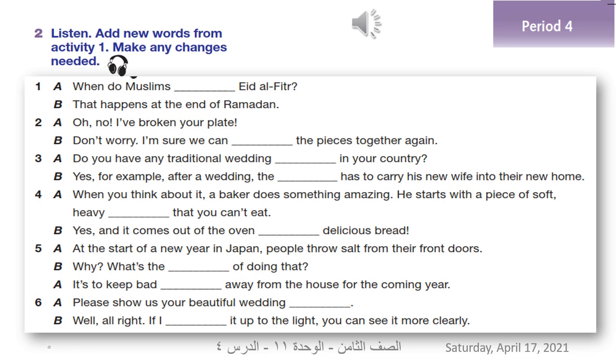After that, pause the video. Pause the video and give yourself a chance to fill the gap, and then resume to check your answer.